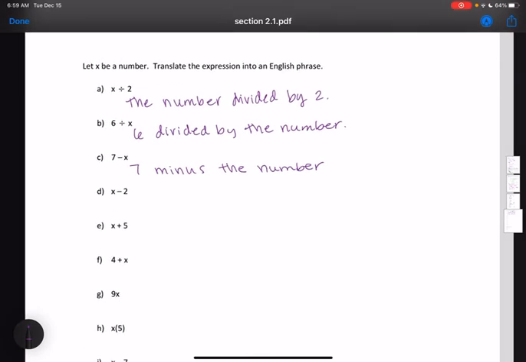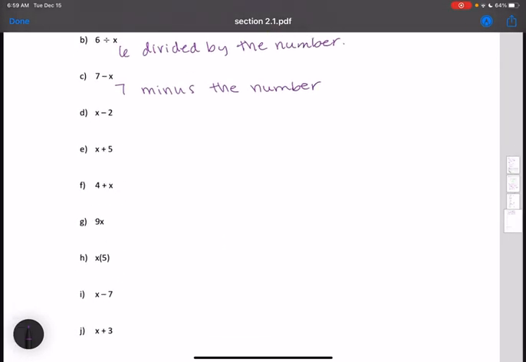What do you think about that next one? I'm just going to go with the number minus 2. For E, yeah, this one's going to have a ton of different options, right? A lot of times I see 5 more than the number, or increase the number by 5. Those are probably the most common besides the one I'm going to go with. I'm just going to go with the number plus 5. And then I'm going to go with 4 plus the number.